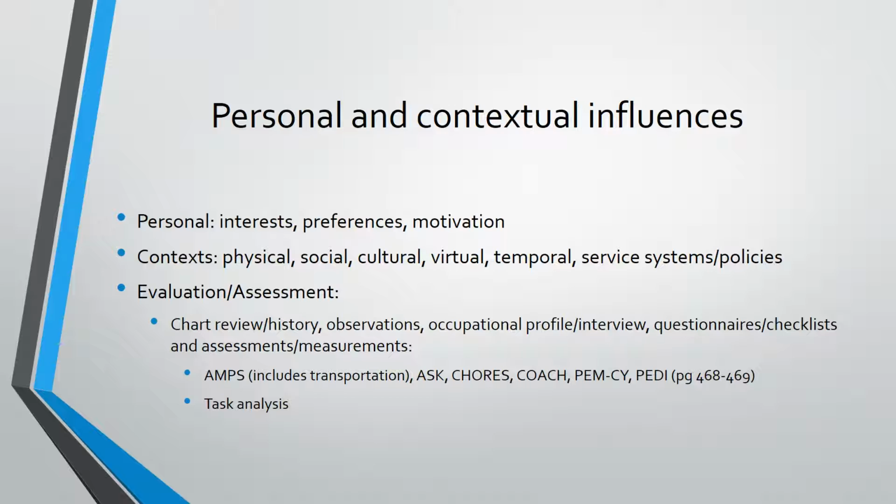How do we assess that? And so we're going to evaluate the person's interests, right? We're going to evaluate the person's contexts in which they're going to have to do the things they're doing. And so we're going to do kind of a chart review or health history, right? Are they in a wheelchair? Do they have fractures? Do they have autism? Do they, blah, blah, blah, right?